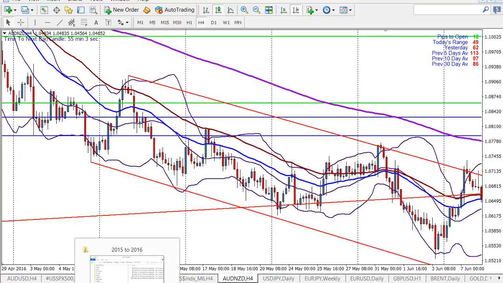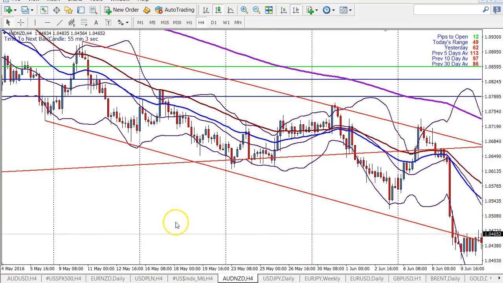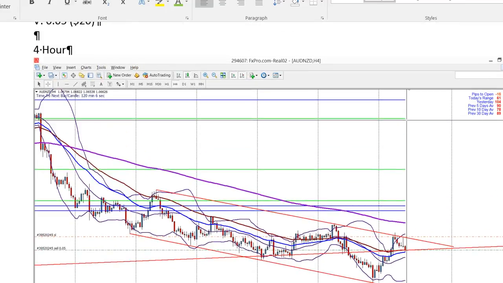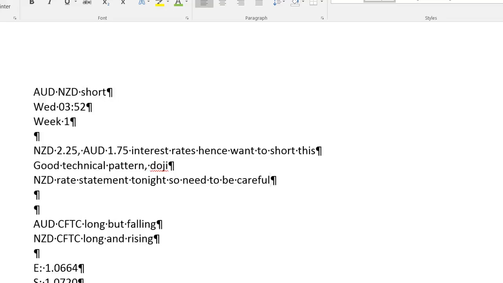Hi everyone. So this month has been a month of not a huge amount happening so far. Today is the 13th of June, and I've made two trades. One of them I lost 0.5%, but I want to talk about the other trade. What I did is I shorted the Aussie dollar against the New Zealand dollar. Now, why did I do that?